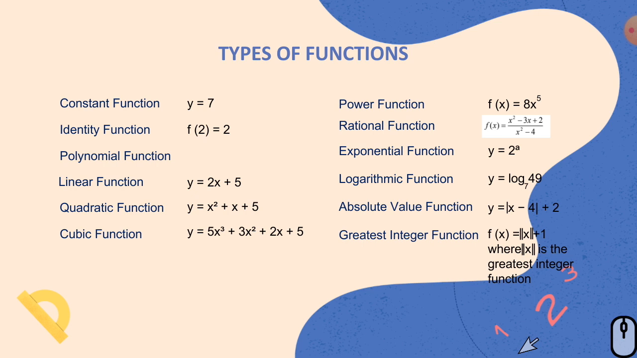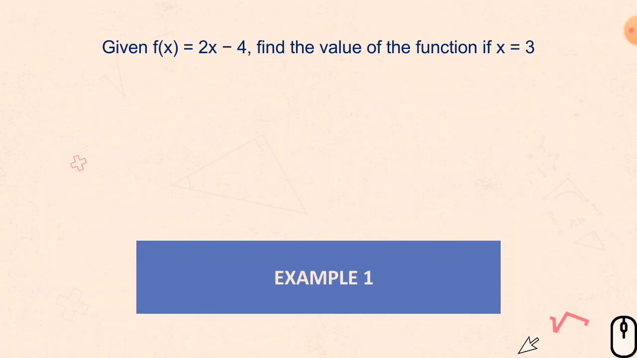So dito sa greatest integer function, yung nasa loob ng guhit na yon is magra-round tayo to the highest integer. So like for example, ang nilagay natin na value doon ng x is 2.5, therefore i-round natin magiging 3. So yun yung greatest integer function. So eto na, magsosolve na tayo.